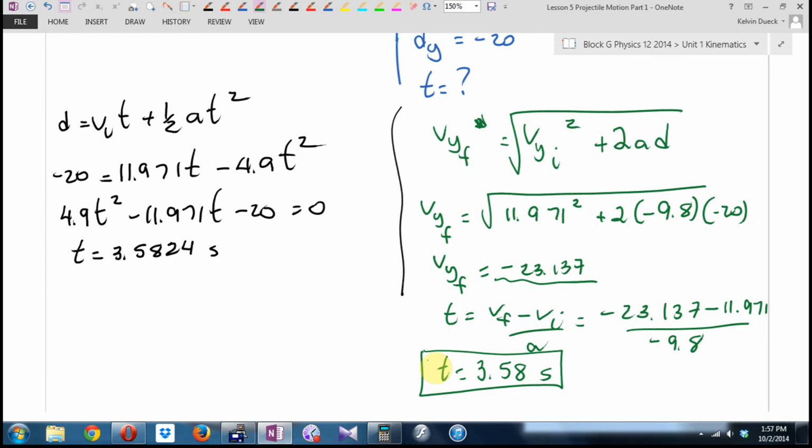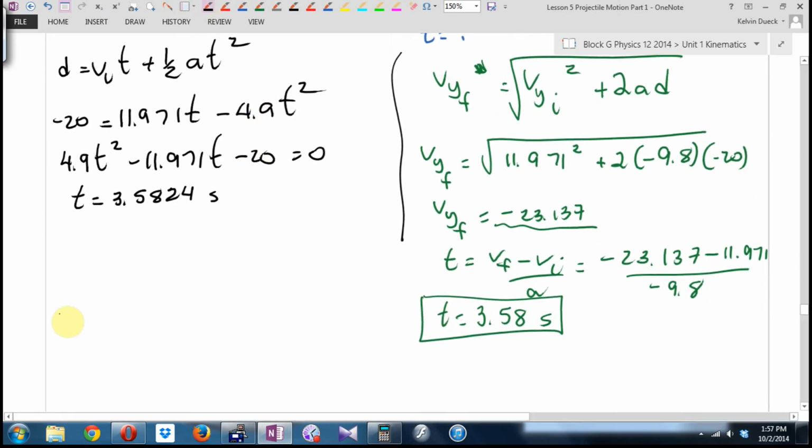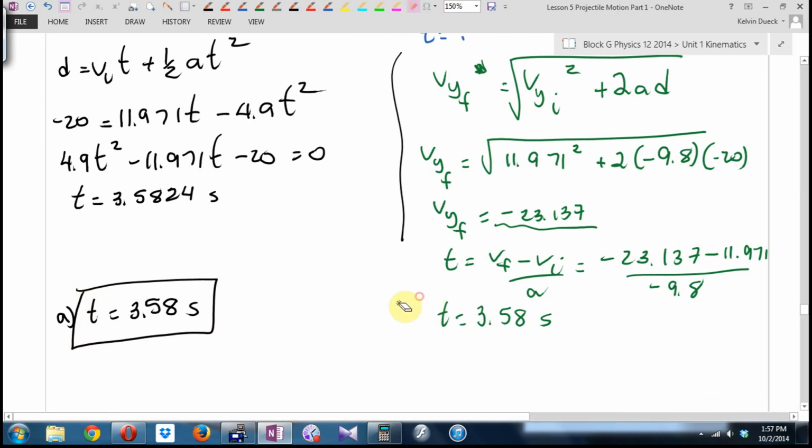Anyways, what did part A want me to find? So I'm going to go like this. A, T equals 3.58 seconds. I'll put a box around it. There's my answer to 2 or 3 sig figs, but I've got one that's a bit longer that I can use to find other stuff too.